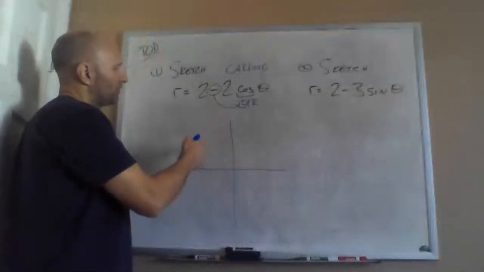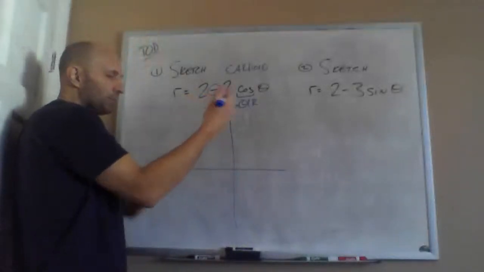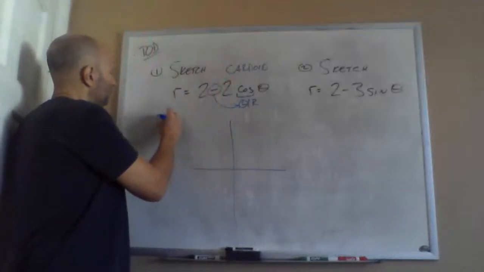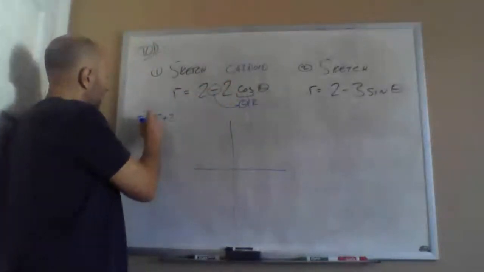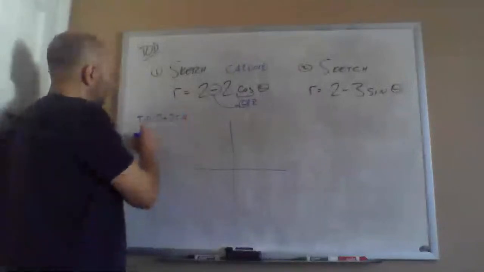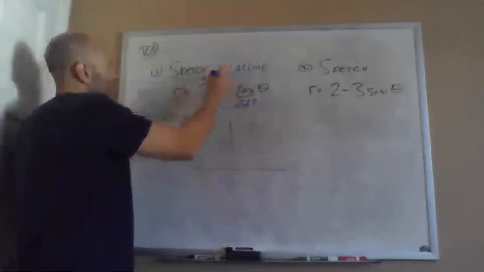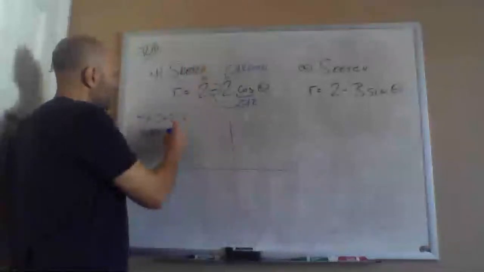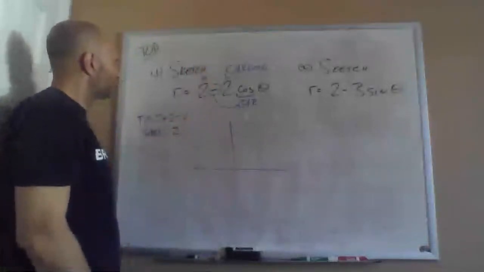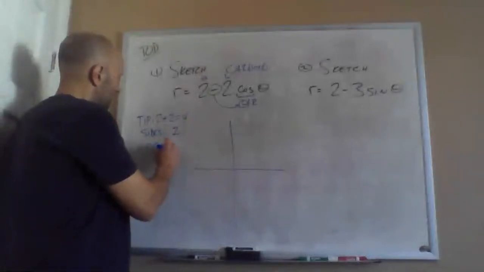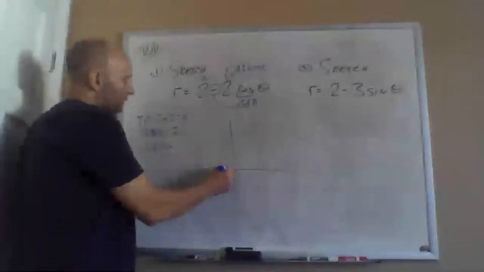Now, to figure out the points here, the tip of the heart is just these two numbers added, 2 plus 2, so 4. This is my a, that's my b. The sides are just whatever the value of a is, so 2. And then I always have the origin, so I have a point at the origin.